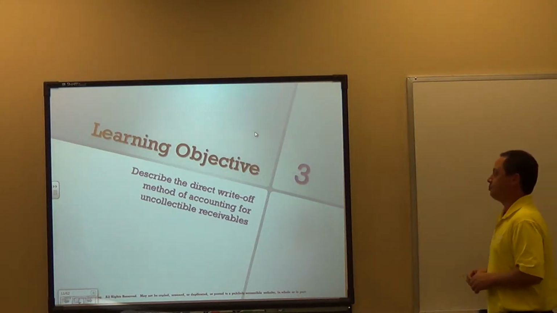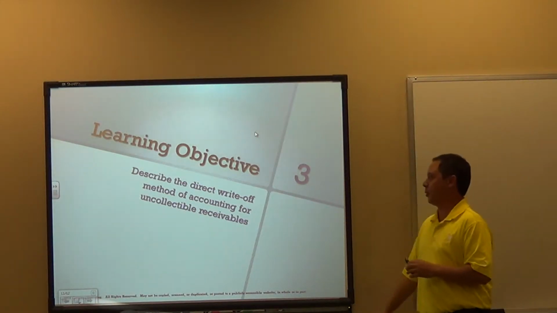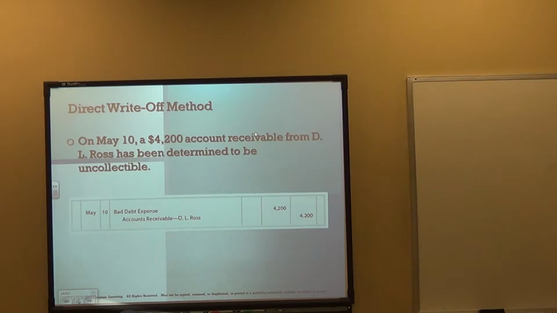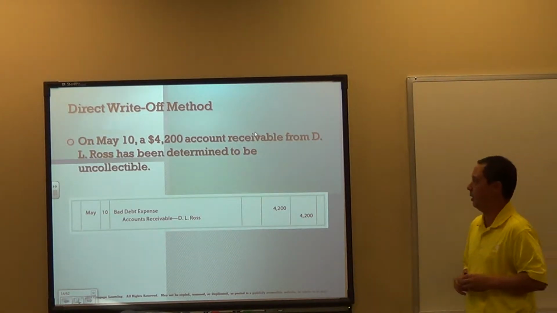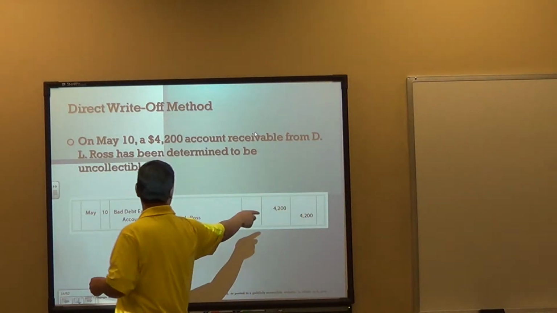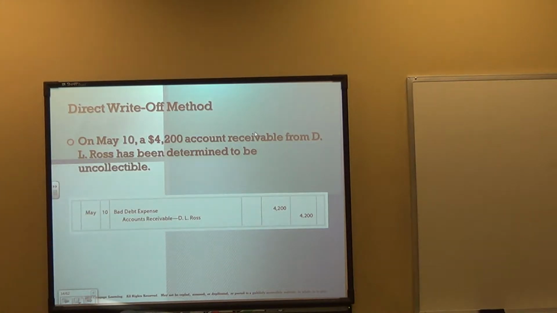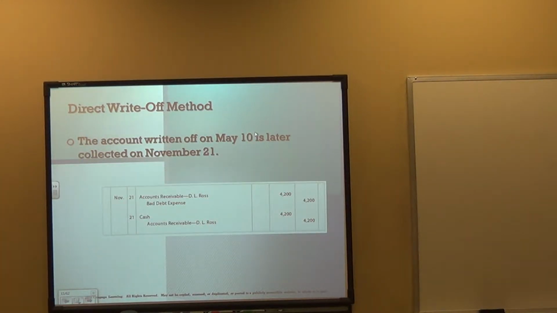All right. So now we're going to take a look at the direct write-off method. This is an example of a problem here. So this is the bad debt expense, accounts receivable, and basically for this company, we figured DL Ross is not going to be able to pay us the $4,200 they owe us. So we have determined that to be uncollectible. Now what happens here, the account is written off on May 10th and is later collected on November 21st. So now we've actually collected it, and we have to go back and change some things again.